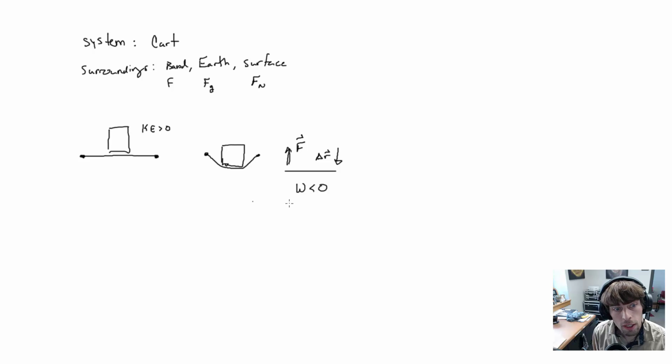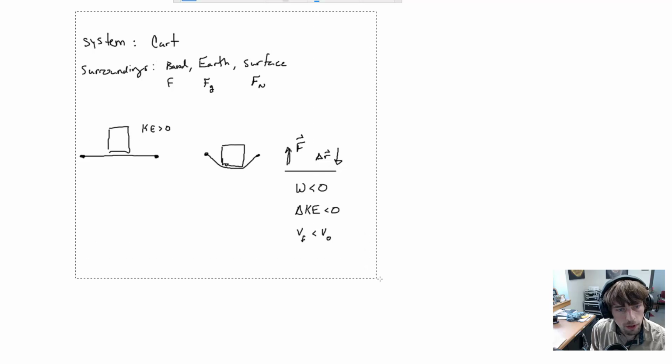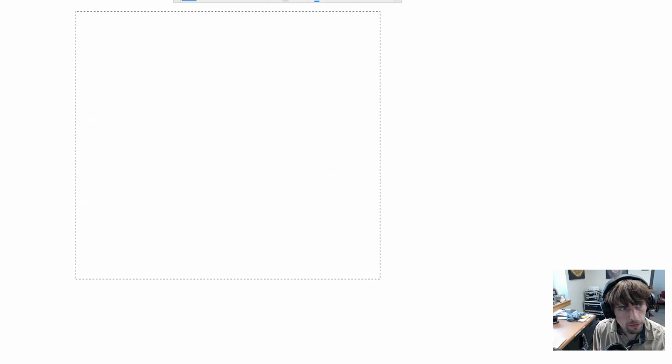Okay? Now, because the work is less than 0, and I just have my cart, I'll consider my cart as being a point particle, that means that the change in kinetic energy of the cart is less than 0. In other words, I'll say V final is less than V initial. Now, I don't think this is any surprise, and hopefully that makes sense to you. Okay. Now, here's the next question, though.